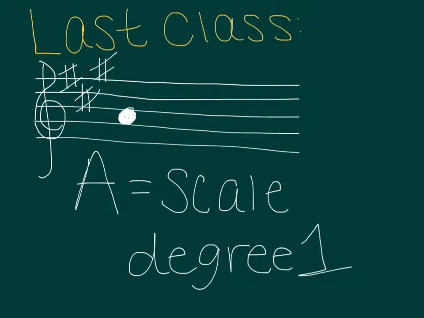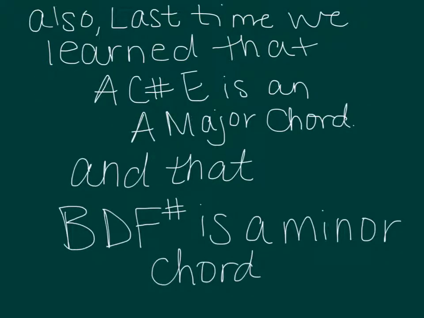Let's review. Last class, we learned about the scales, and we know that in A major, the note A is scale degree 1. Also, we learned that A, C sharp, E is an A major chord, and that B, D, F sharp is a minor chord.